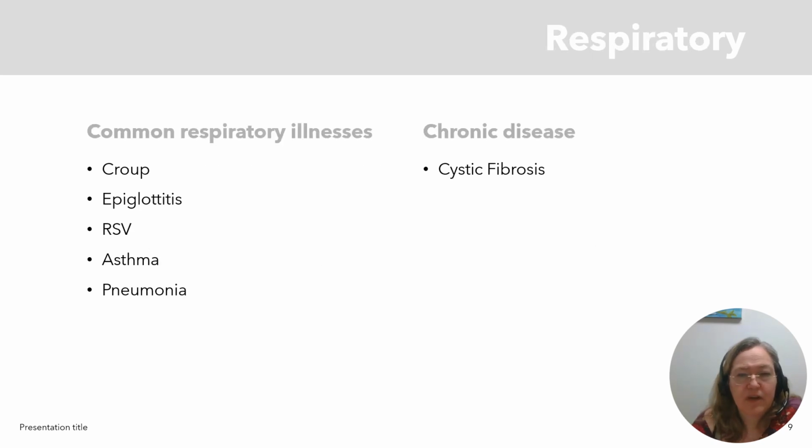Some of the common respiratory illnesses that we will cover on the test are croup, epiglottitis, RSV, pneumonia. So think of some of those, and then cystic fibrosis, which is a chronic illness. So that's kind of a review.